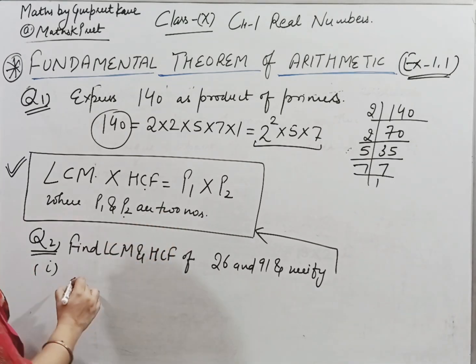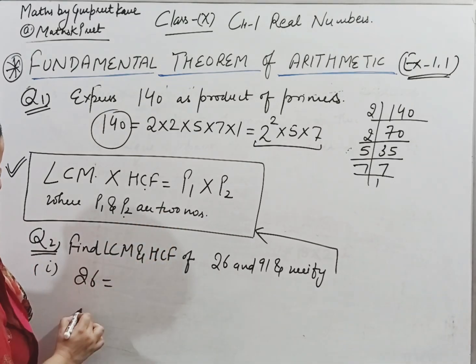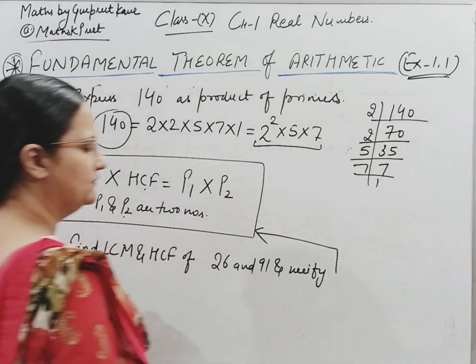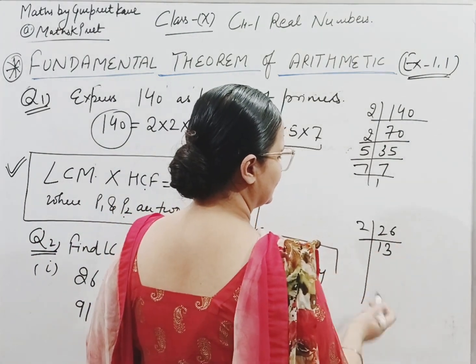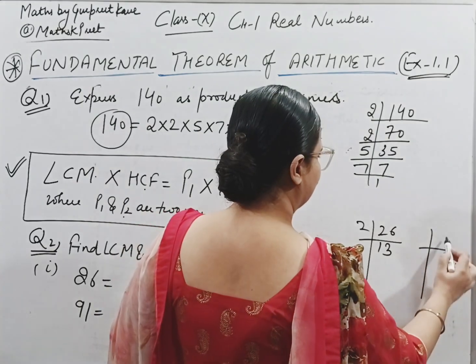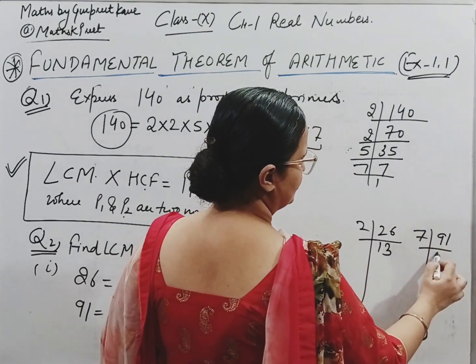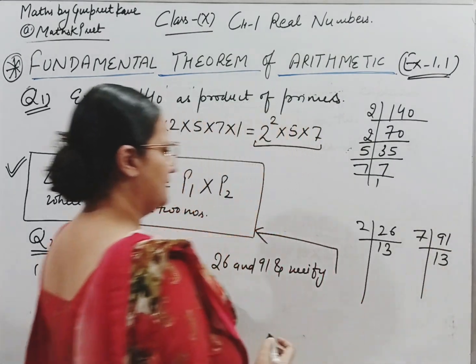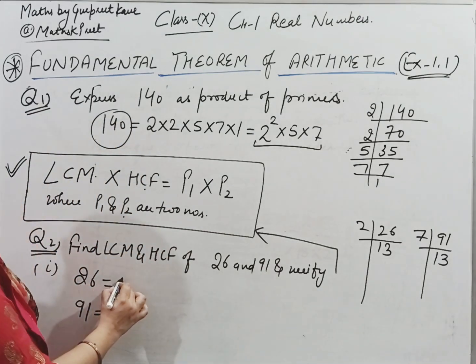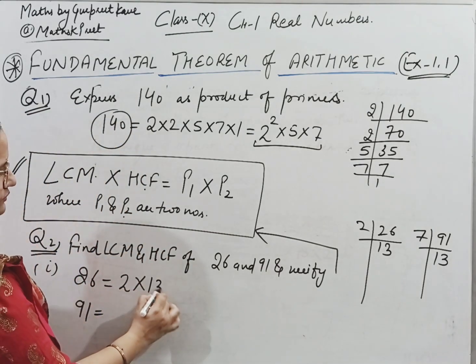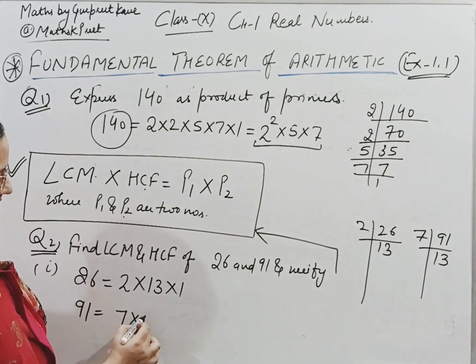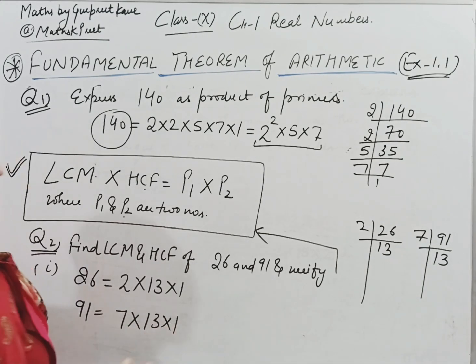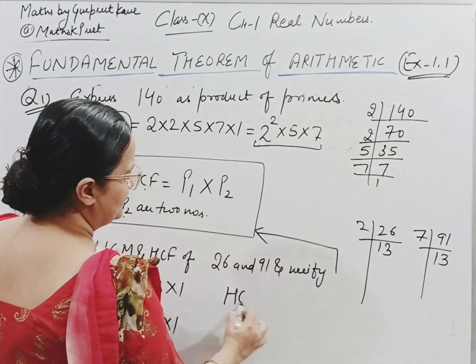So for 26 I can write 26 as, and 91 as. Let's see the prime factorization for 26. 26 is 2 ones are 2, 2 threes are 6, that's it. 91 is 7 ones are 7, 7 threes are 21. So here the prime factorization for 26 is 2 into 13 into 1, and 91 can be expressed as 7 into 13 into 1.